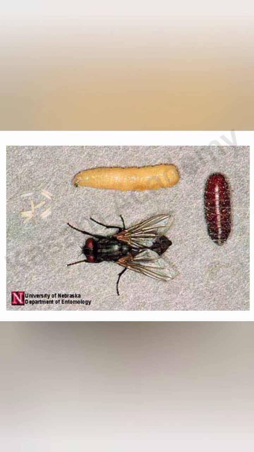The next type of pupa is the coarctate type of pupa. Here you can see the pupa is enclosed in the last larval skin called the puparium, and this type of pupa we generally see in the housefly. In this image we can see all the different kinds of pupa, that is exarate, obtect as well as coarctate type of pupa.